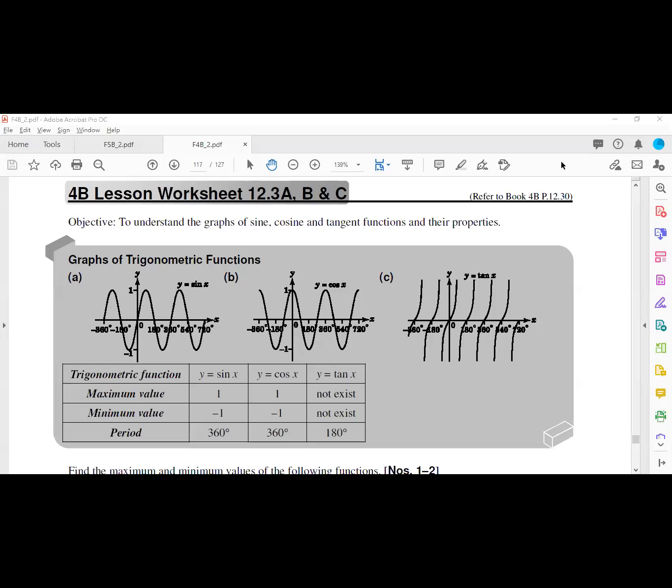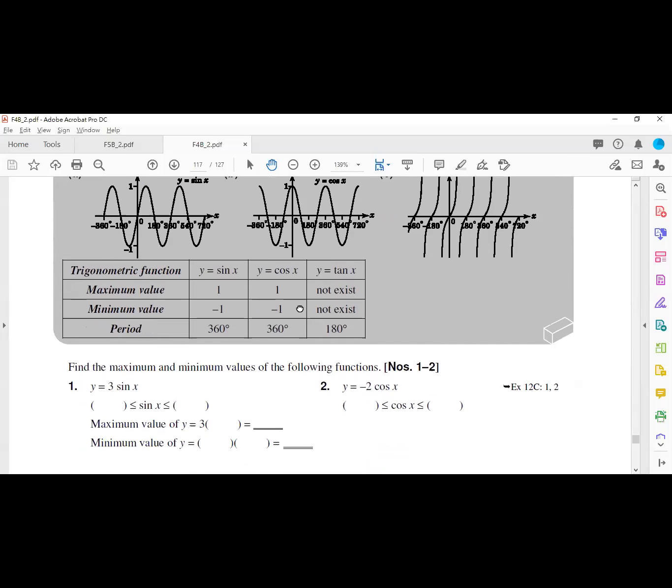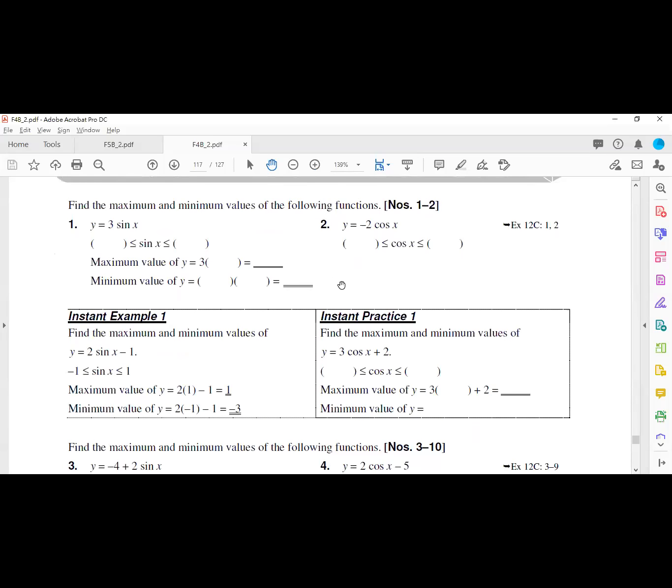Today we are going to find some maximum value and minimum value of some expressions involving sine, cosine, and tangent. You need to remember, I'm going to teach you two methods. One method is for doing long questions, and the other method is for doing MC questions.